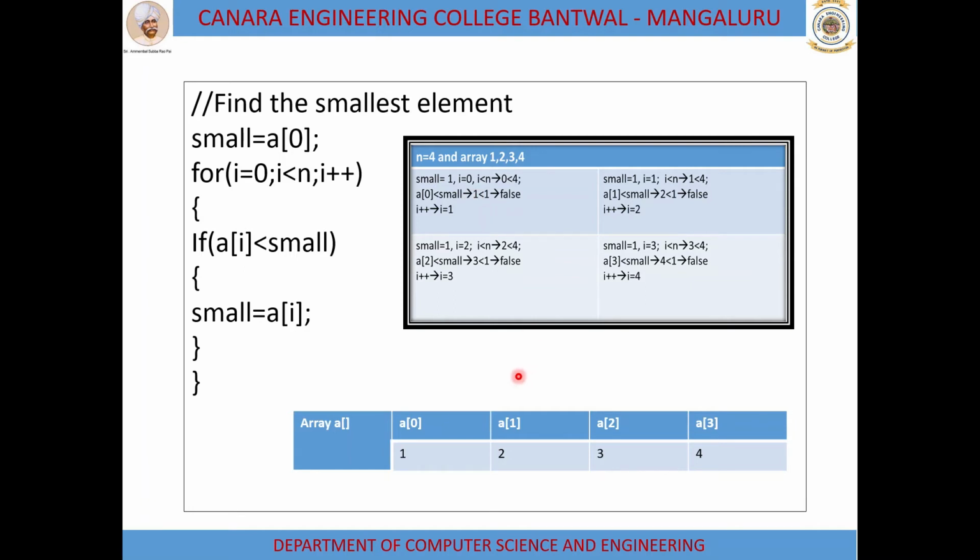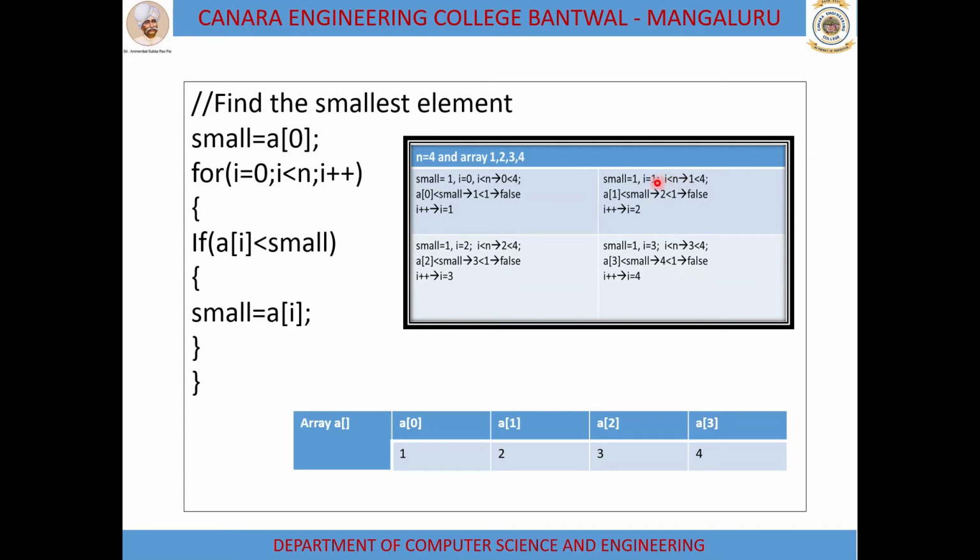So for i equal to 0, i is less than n, i plus plus. Again i is 0 now, so 0 less than 4, the condition is true, and control will come inside the loop. Now if a of i is less than small, a of i, that is a of 0, the value is 1, which is less than small, the value stored in variable small is also 1. So 1 is less than 1, the condition is false. So control will go back to the for loop and i plus plus is executed. So i is incremented by 1, and i becomes 1 now.